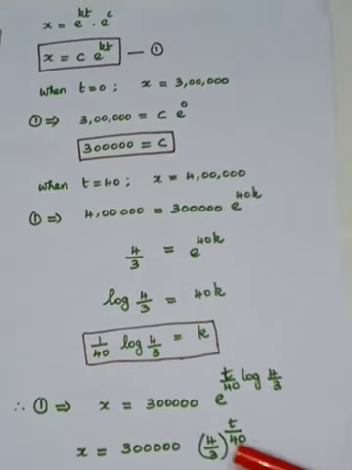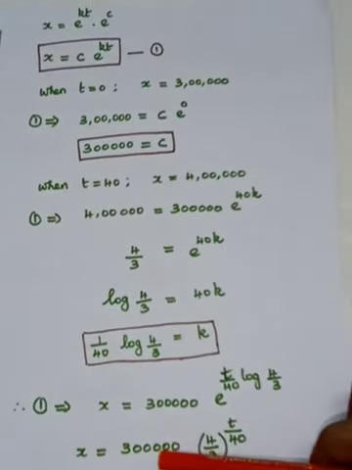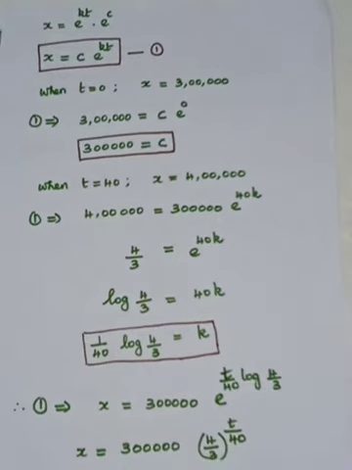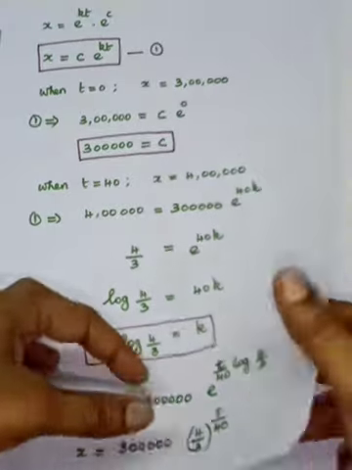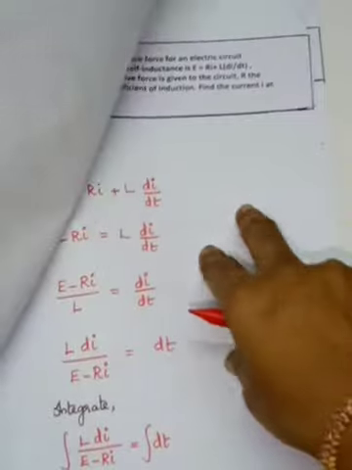So that only I have written here into 3 lakhs. That is your x. So the population at any time t is 3 lakhs into 4 by 3 the whole power t by 40. So the second problem we have completed, and we are moving to the third problem.